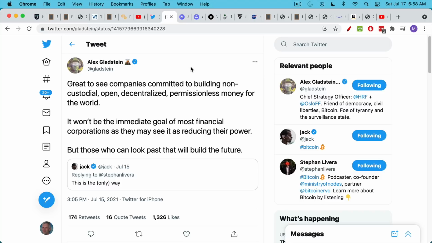Alex Gladstein has a great quote here: Great to see companies committed to building non-custodial, open, decentralized, permissionless money for the world. And he does point out that this is not for every company, because by doing it, they may be reducing their own power in the short term, certainly, if not in the long term. You would never see PayPal doing something like this because PayPal is a centralized database. It's a very centralized monetary network, and they don't want to do anything that will undermine this. The fact that they're now accepting Bitcoin and letting you withdraw it means they actually are participating in their own destruction to a certain extent, but they really have no choice.